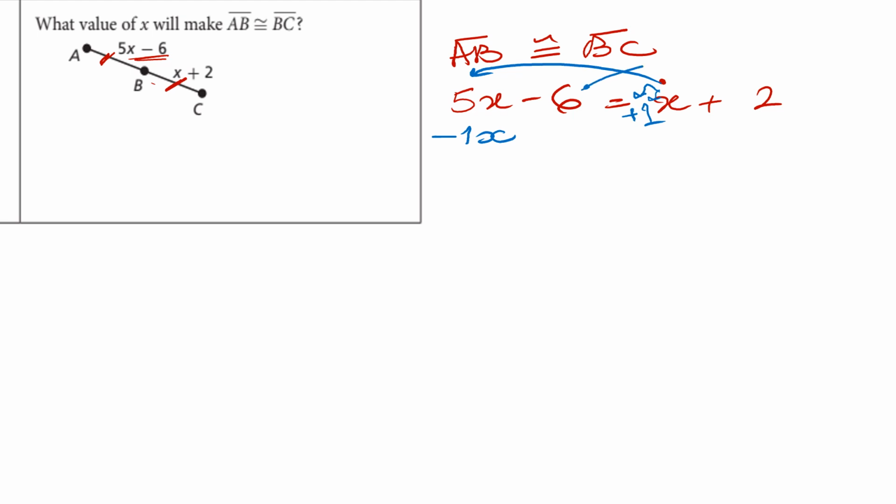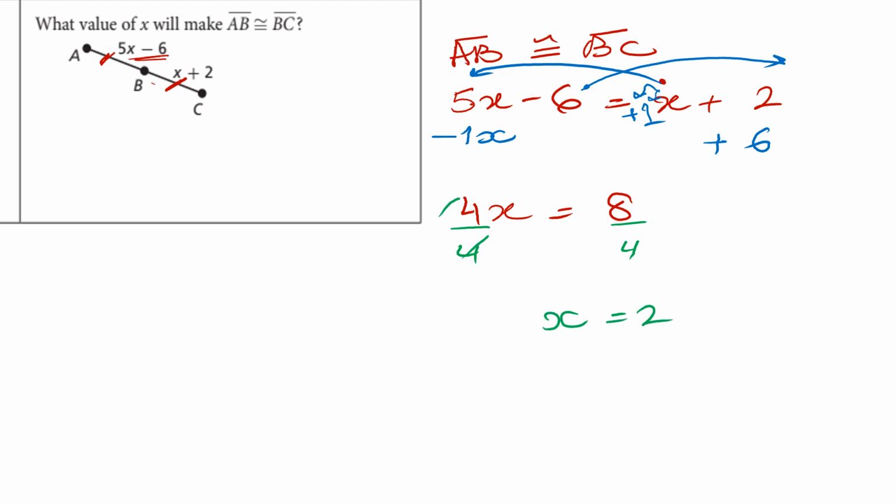Now this minus 6, you will bring it on the other side. So minus goes on the other side, the sign changes and it becomes plus 6. Now what have we got? 5 minus 1, it means 4x equals 2 plus 6 is 8. To find the x, get rid of this 4. So it means divide both sides by 4. 4 and 4 cancel. x equals 8 divided by 4 is 2.